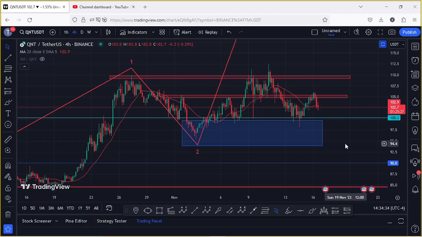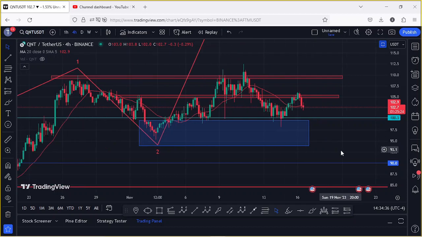bull market is here. And at the time of this recording, QNT is holding below the 20-day MA here on the 4-hour chart, which is now acting as resistance for us to continue gearing up. And the next key area of resistance that we need to keep our eyes on lies at around the $105 mark, and a break above that key area of resistance with a successful retest, then we can easily see QNT get above the $110 mark.